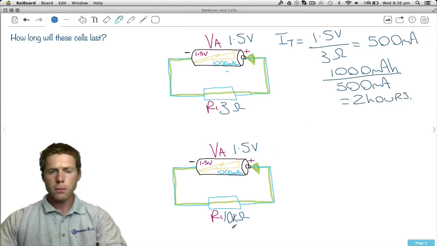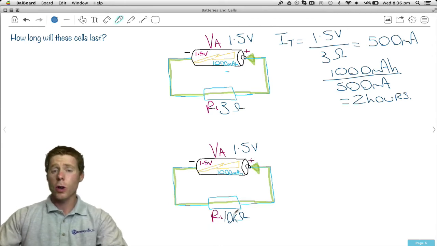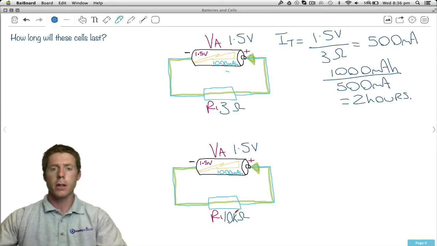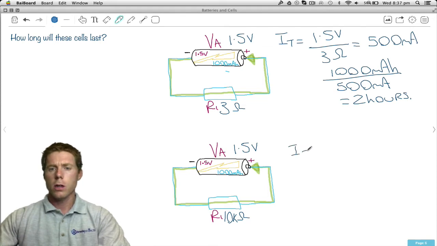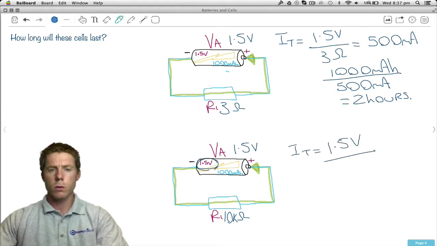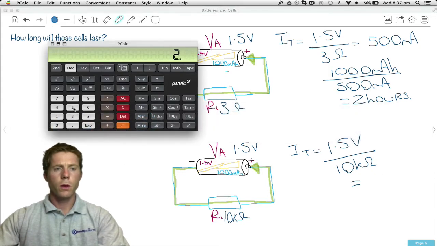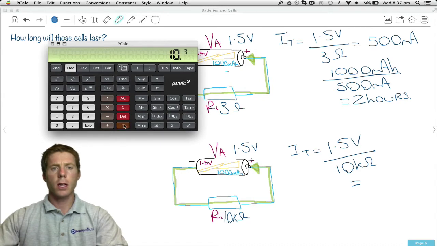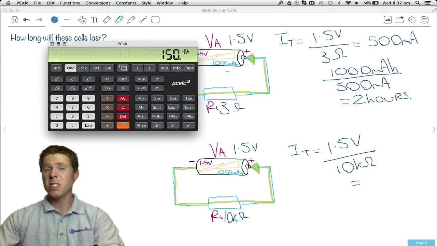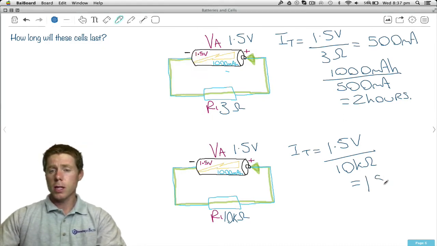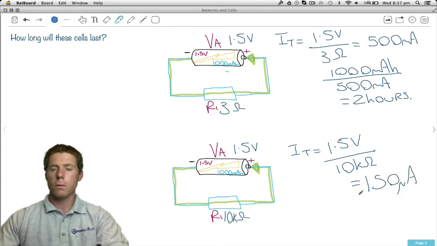Okay, what about this one? Resistance has gone way up, so hopefully you can see the current is going to go way down compared to our other calculations. Total current equals the voltage, which is 1.5 volts, divided by our 10k resistance. What does that equal? 1.5 divided by 10 times 10 to the 3 to give us 10k, we get 150 times 10 to the negative 6, which means that's 150 microamps. So that's not very much current at all.